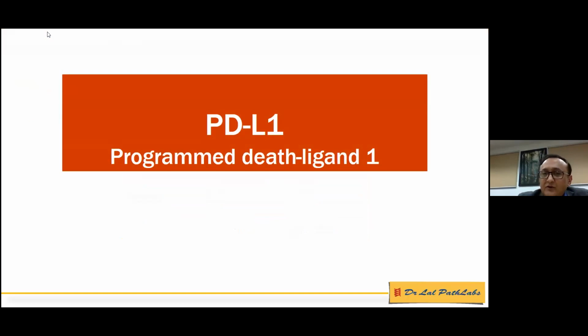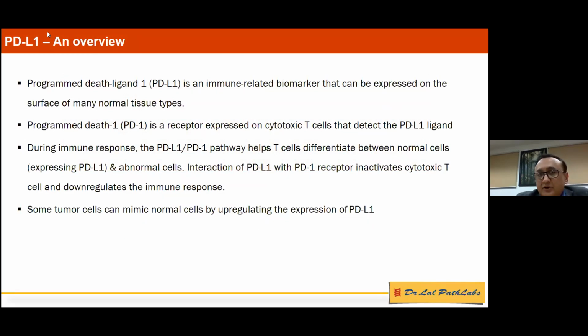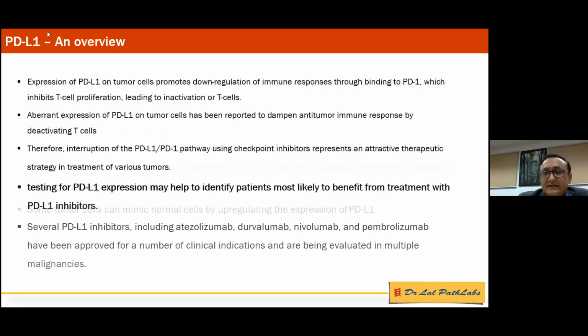So I'll talk a bit about PD-L1 also, not going into the details of the theory. PD-L1 is an immune-related biomarker expressed on many normal tissues, which binds with the PD-1 receptor on T cells. When there is binding between PD-1 and PD-L1, the T cells are downregulated. So there is no killing of the cells which express PD-L1. Sometimes the cancer cells start expressing PD-L1 and they escape killing by the killer T cells. So any targeted therapy against PD-L1 or PD-1 that interrupts this pathway can have attractive therapeutic responses in patients. Testing for PD-L1 expression can help in identifying the patients who will benefit the most from treatment by PD-L1 inhibitors.